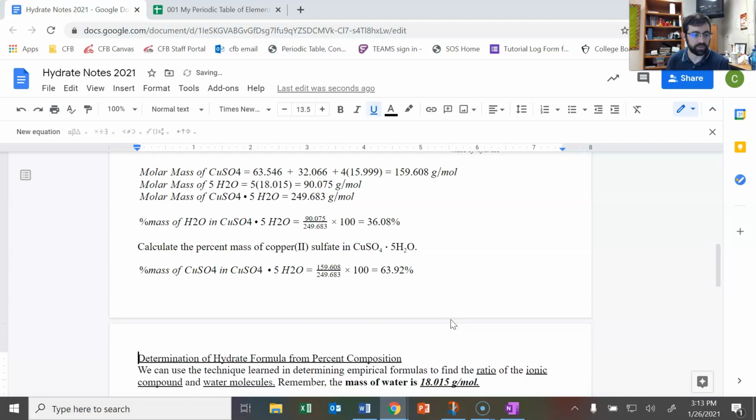Okay, that's it for the first page of notes. The next page is actually talking about determining the hydrate formula from percent composition.